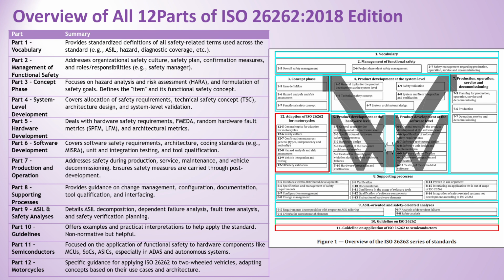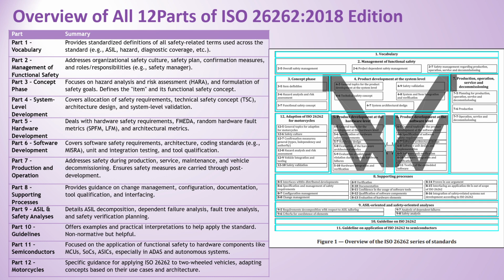Part 10 is different. It's guidelines. Not strict rules, but helpful examples and interpretations. Non-normative. Part 11 is crucial now. Semiconductors. Applying the standard specifically to complex chips like MCUs, SoCs, especially vital for ADAS and autonomous tech. Addressing the brain components. Pretty much. And finally, Part 12 provides specific guidance for motorcycles, adapting the principles for two-wheelers.